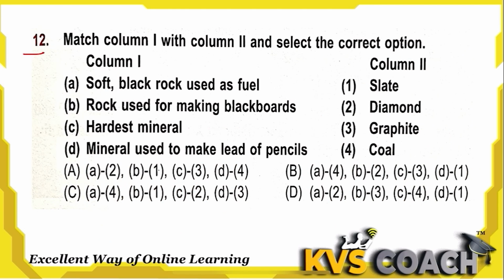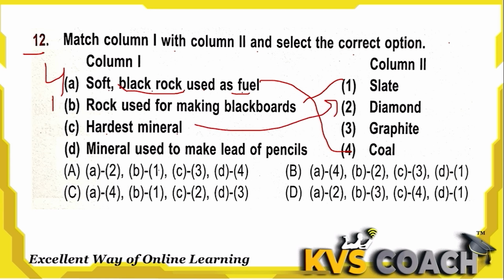Question 12 is, match column 1 and column 2 and select the correct options. Here in column 1, soft black rock used as fuel. Soft black rock as fuel, we use it as coal. A is 4. Rock used for making blackboard, that is slate. We also call it slate in normal language. Hardest mineral. What is the hardest mineral? That is diamond. I already told you the hardest rock or hardest mineral is diamond.